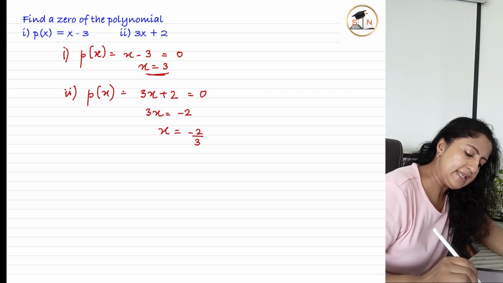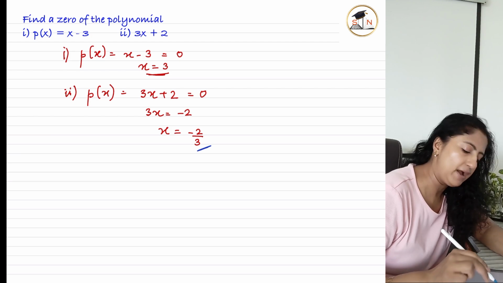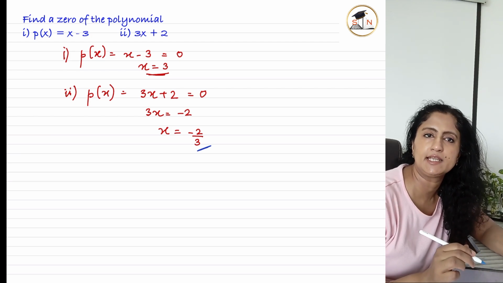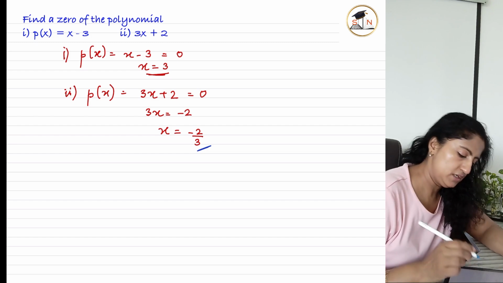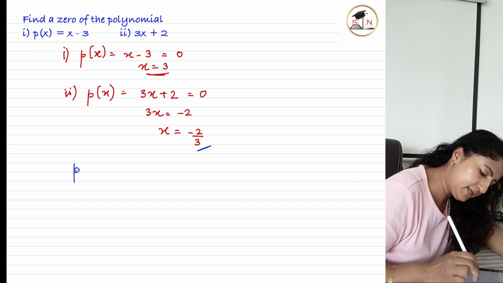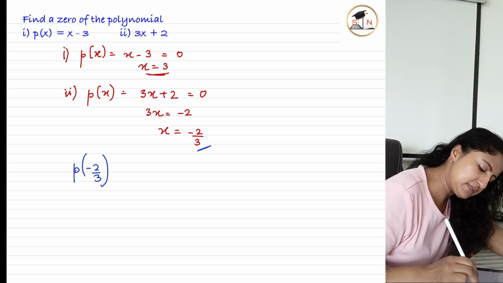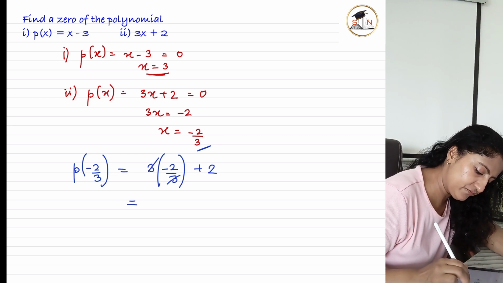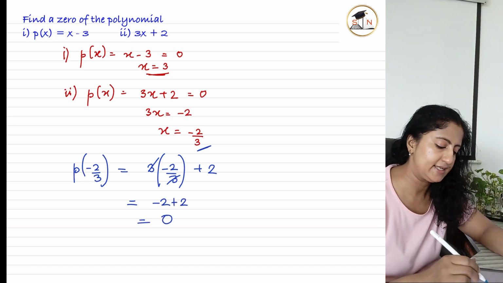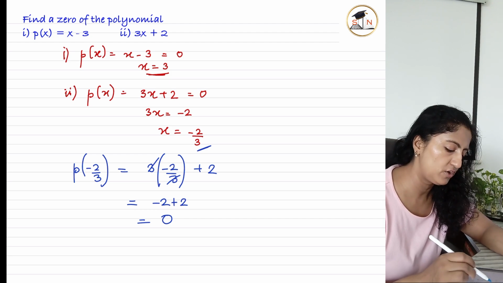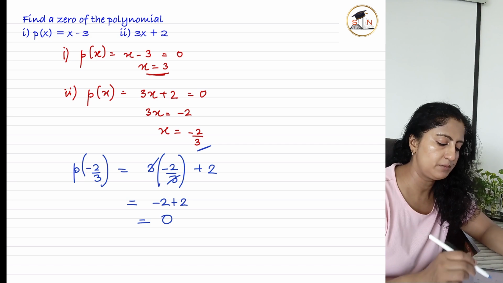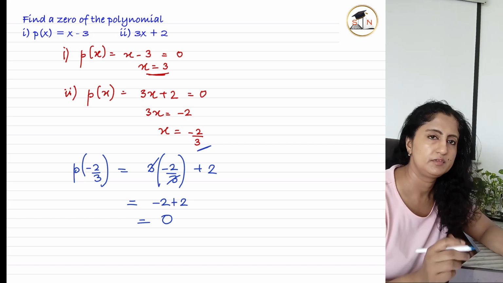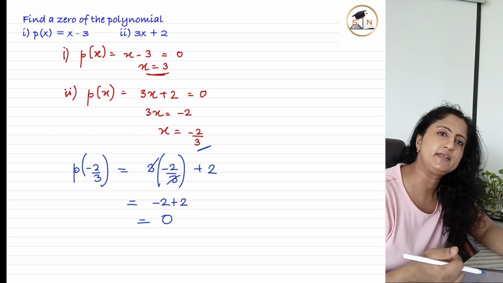Just for curiosity's sake, let's substitute this value back in the polynomial to check if we are really getting a 0 upon its substitution or not. Okay. So what I'm doing, I'm substituting negative 2 over 3. So this comes out to be 3 times negative 2 over 3 plus 2. 3 and 3 get cancelled. I am left with negative 2 plus 2, which is 0. And therefore, we are correct that yes, negative 2 over 3 was a zero for the polynomial 3x plus 2. I hope what is a zero, how do we find it, and how do we verify it is clear.